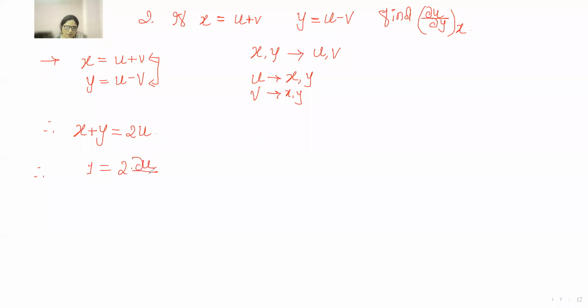Dou u by dou y. Therefore, dou u by dou y is equal to 1 upon 2.